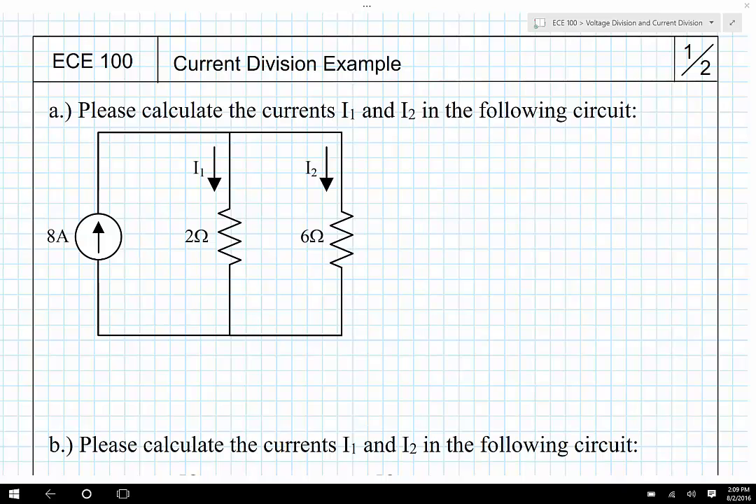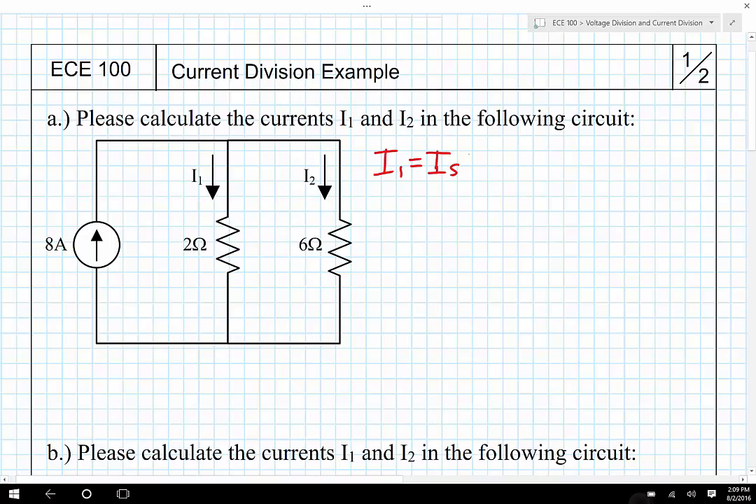We have 8 amps flowing in. We don't know how much I1 is. We don't know how much I2 is, but we can easily find I1. So I1 is going to be equal to the total amount of current. The S stands for source there. It could just as easily say I sub tot. And then that's going to be multiplied by the other resistor divided by the sum of the 2 resistors.